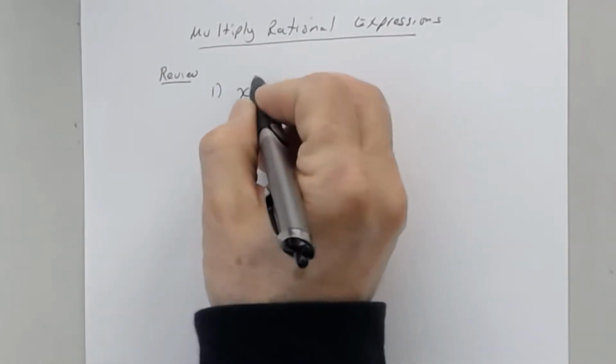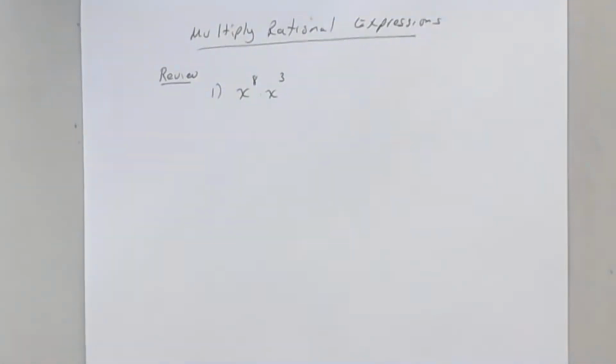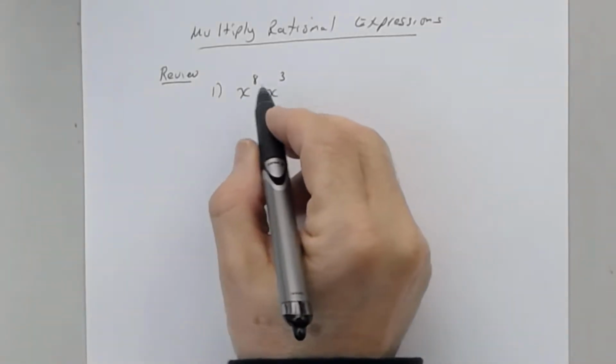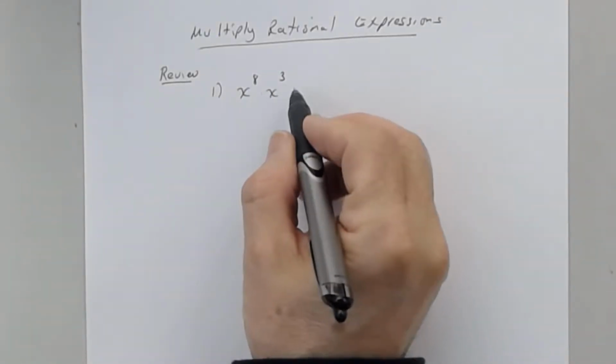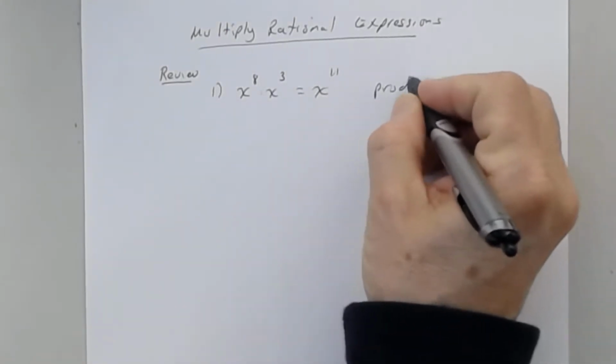What is x to the 8th times x cubed? What is that equal to? X to the 11th. So when you multiply like bases, you do what to the exponents? You add them. So remember, that's called the product rule.